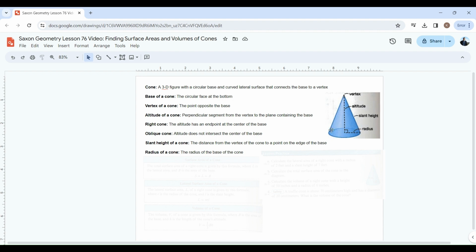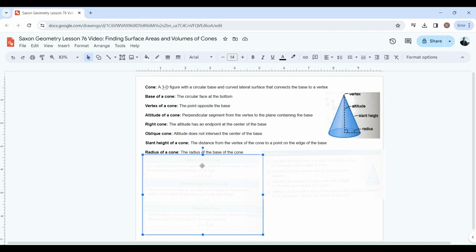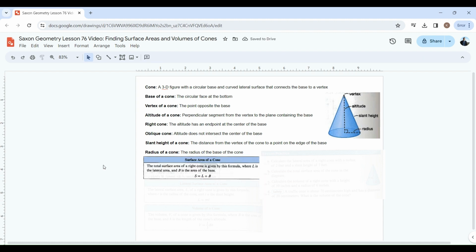All right, now we have three equations we're going to be learning about in this lesson. First of all, we're going to talk about how to calculate the surface area of a cone. Well, okay, this equation is kind of dumb because it's exactly what you would expect it to be, but it doesn't tell you how to calculate any of it. The total surface area of a cone is given by the formula surface area equals the lateral area plus the base.